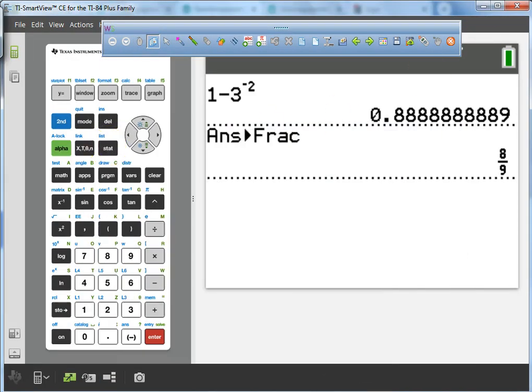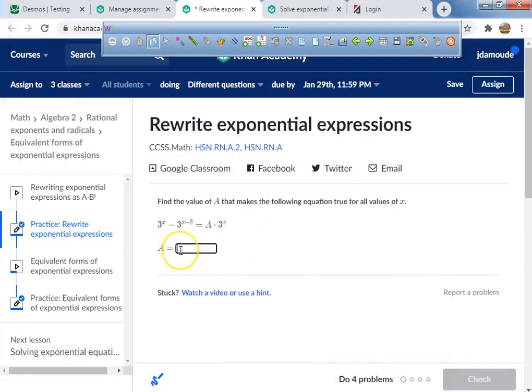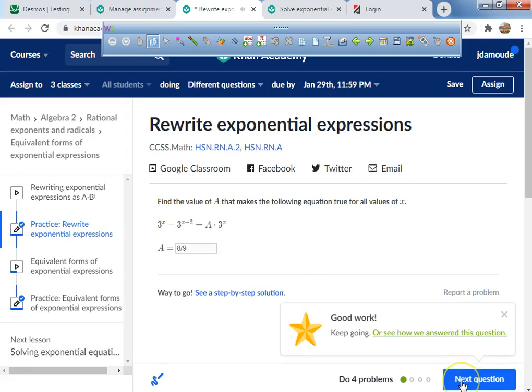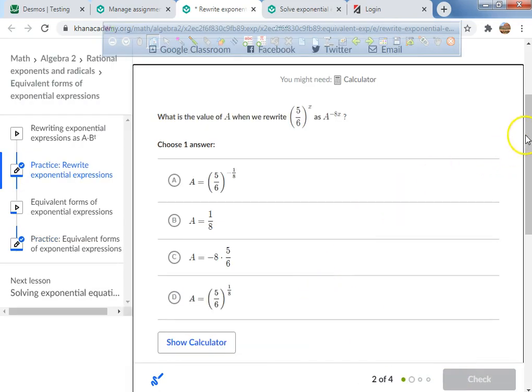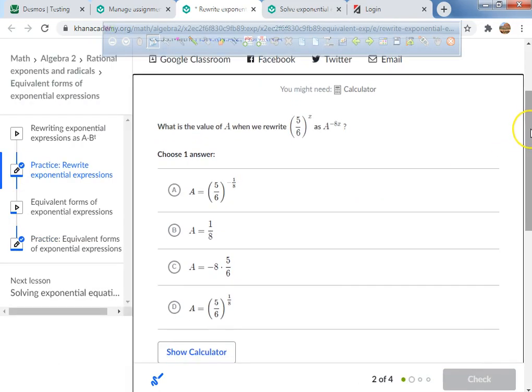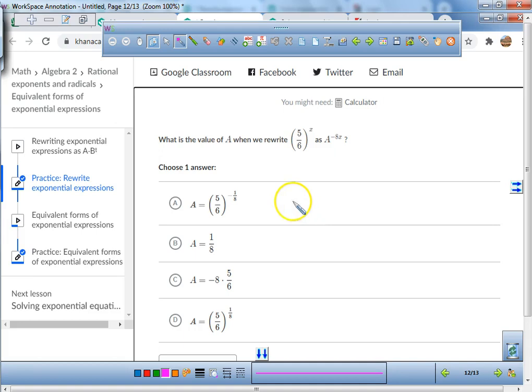Of all the problems, I think this is the most difficult. But 8 divided by 9. All right? And I got it right. All right. Here we go. Let's do a couple more problems. Then I will help you individually, all right?